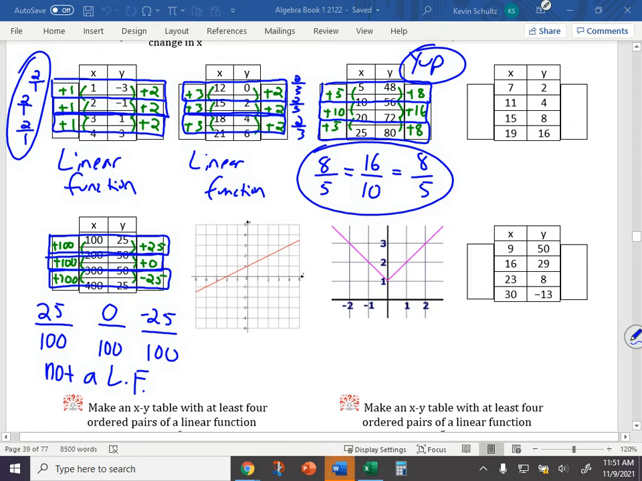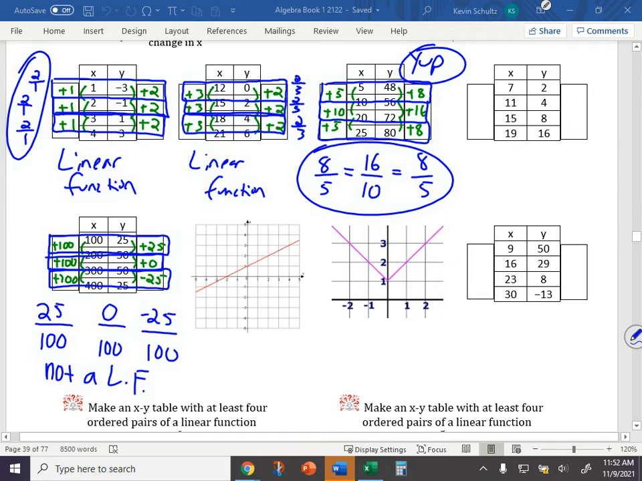Questions on any of this? How would you get a negative slope? Like here, the slope was positive 2 over positive 1. Here was positive 2 over positive 3. Here the slope is positive 8 over positive 5. This one doesn't have a slope, so it's not a linear function. How would you get a negative slope?